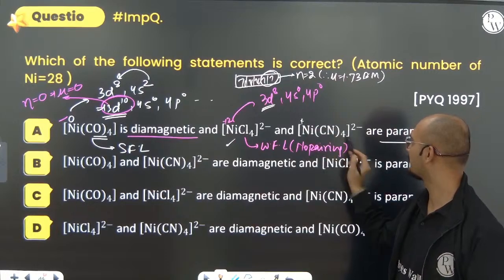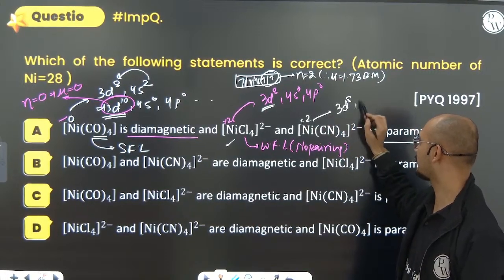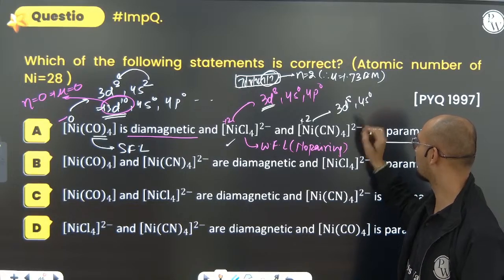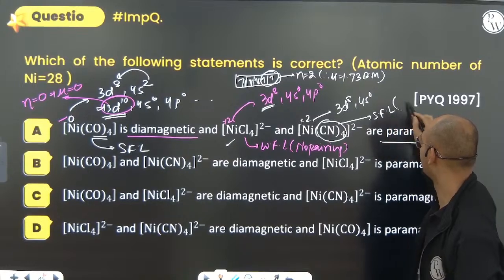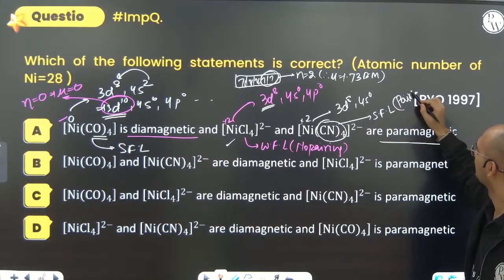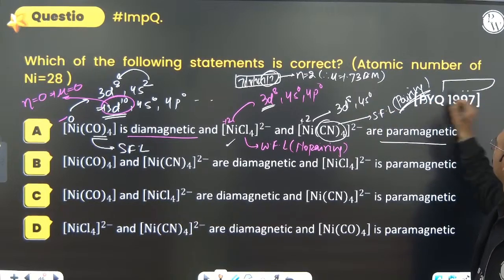Ni(CN)4. Ni is here how much? +2. Here again it will be 3d8 4s0. But here what will happen? Cyanide being a strong field ligand, यहाँ पे क्या हो जाएगा? Pairing हो जाएगी. So pairing होने से क्या हो जाएगा? This d8 will be something looking like that. 1 2 3, 1 2 3 4 5 6 7 8.